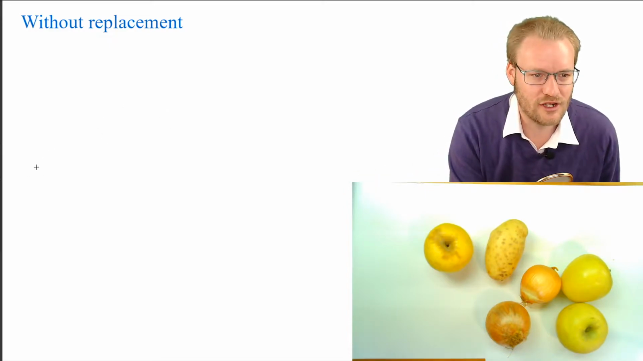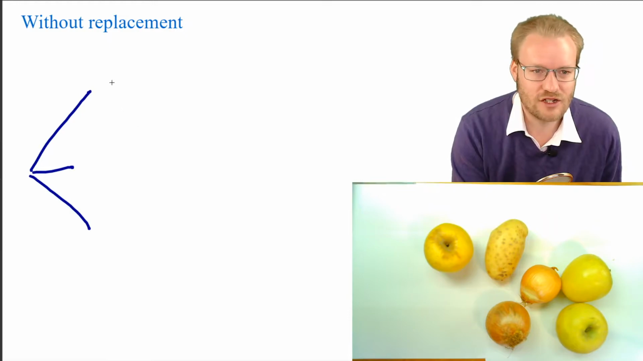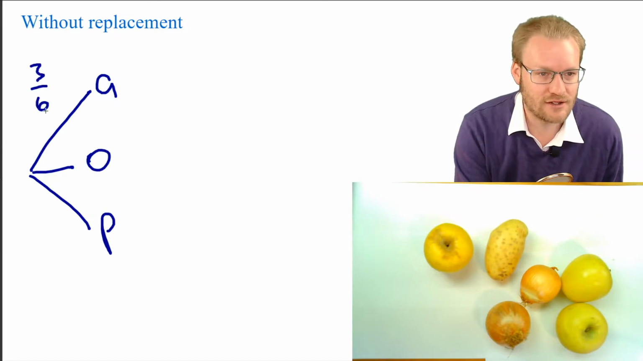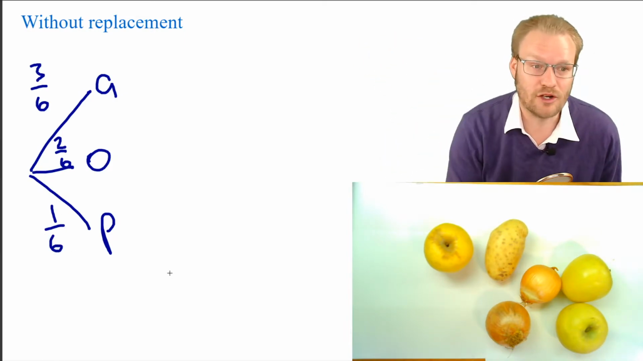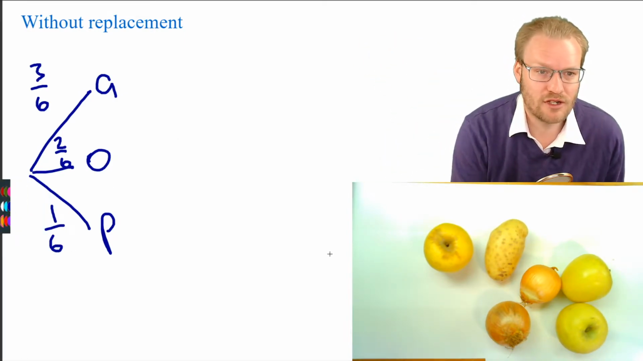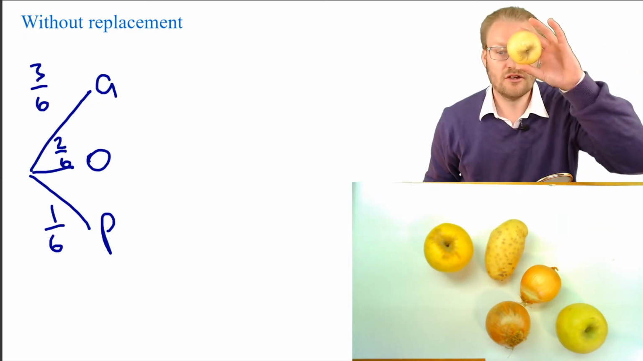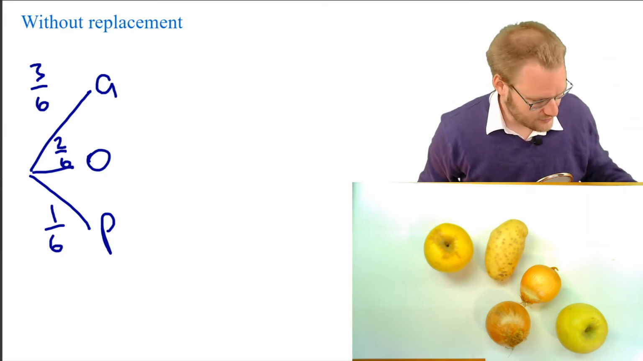So where to start? We've got three options. Initial scenario looks the same as last time. Apple, onion, potato. We've got 3 apples out of 6 things altogether. We've got 2 onions out of 6 things altogether. 1 potato out of 6 things. Starting point looks the same. Next point looks similar as well, because if we pick out an apple, don't replace it, and look from there.